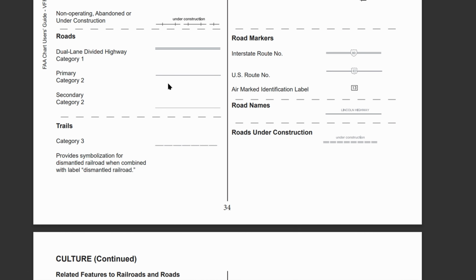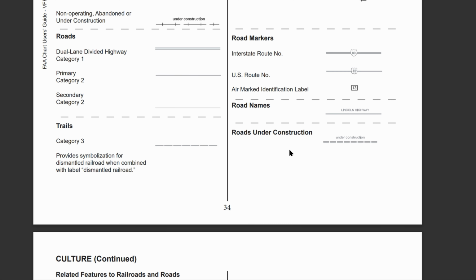Let's look at roads. You have a dual lane divided highway denoted by two lines. You have primary and secondary highways or roads. A primary road is just going to be a single dark line, just like our dual lane divided highway, except it's only one. And for the secondary, not primary, it's just going to be a light gray like this. We can look at road markers. These are pretty familiar. These are usually on maps. If you have like Interstate 80, you have a route number, it's going to be like this. You also have air marked identification labels, which is just a number in a box. If there's a road name, it's just going to be the name above the interstate or route.